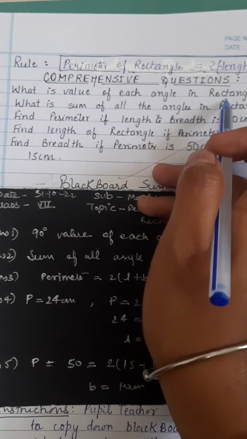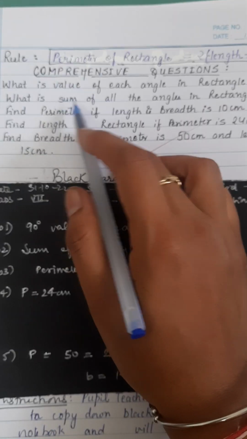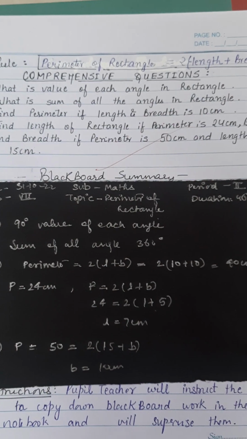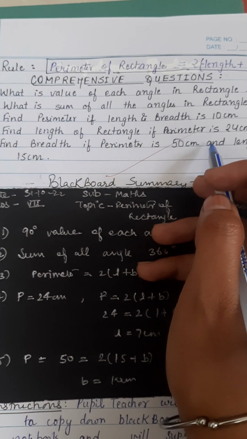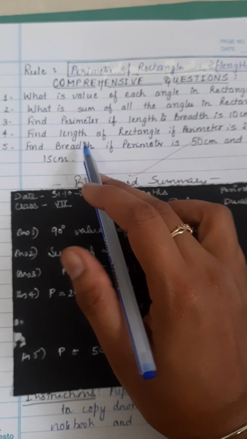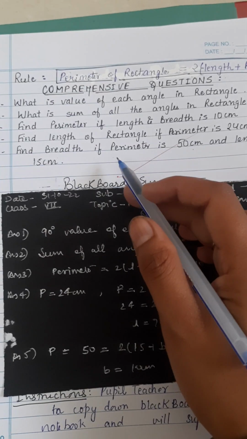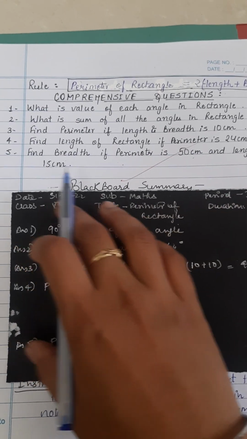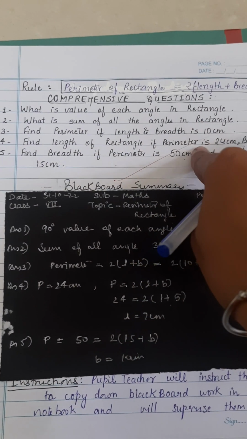Then the comprehensive questions, that is what is the value of each angle in rectangle, what is the sum of all the angles in rectangle. Third question, find perimeter if length and breadth is 10 cm. Fourth question, find the length of rectangle if perimeter is 24 cm and breadth is 5 cm. Then fifth question, find breadth if perimeter is 50 cm and length is 15 cm. Then you will have to write the blackboard summary. This is the blackboard summary where you have to write the answers of these questions.